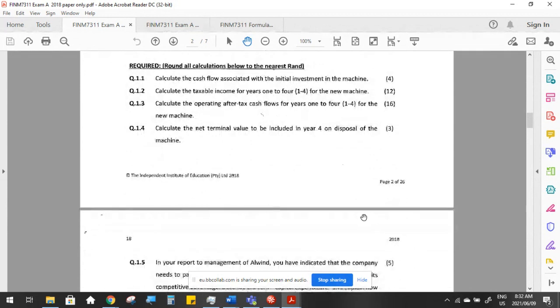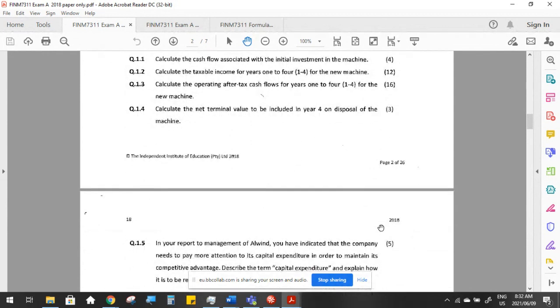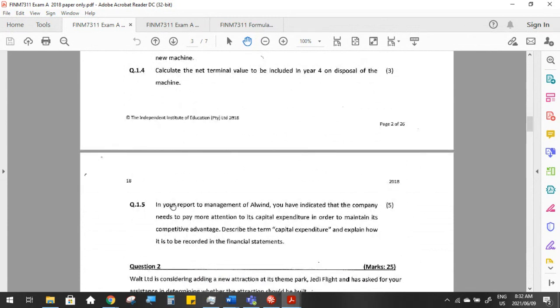And then for 5 marks, they've added a theory part of the question, which says, in your report to management, you've indicated the company needs to pay more attention to its capital expenditure in order to maintain its competitive advantage. So describe the term capital expenditure and explain how it is to be recorded in the financial statements. Also to do with that same thing, but a fully theoretical question.